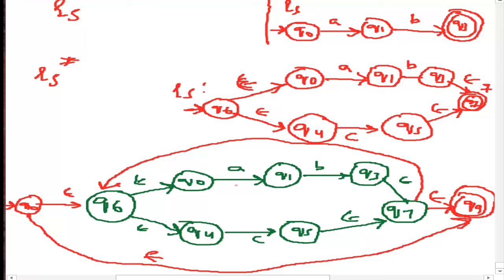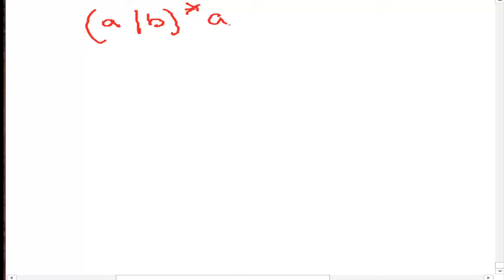But when we do improvements over Thompson construction, we can reduce many states as well. So let's take up a few more examples. Let's have, for example, the regular expression (a or b) whole star times a.